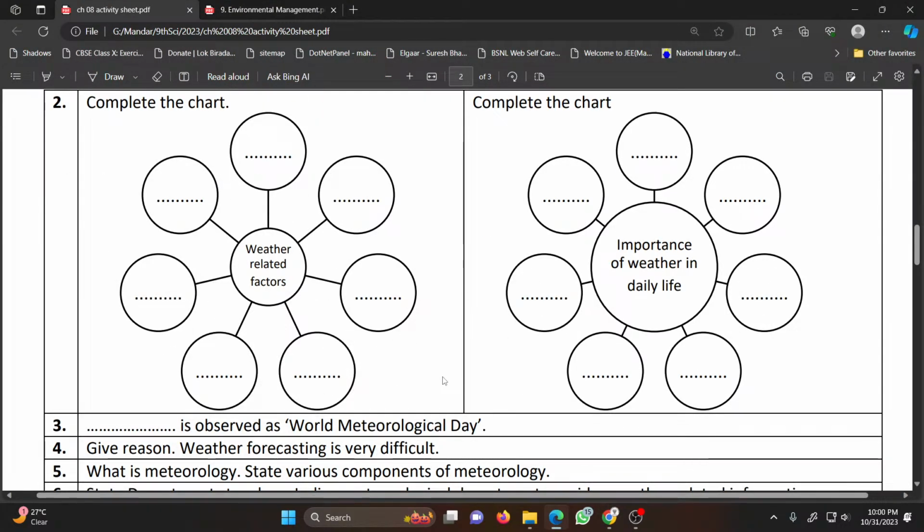Complete the chart. Weather related factors. First is atmospheric pressure or air pressure. Then next one is sunlight. We also have cloud covering, humidity, rainfall, visibility, temperature.